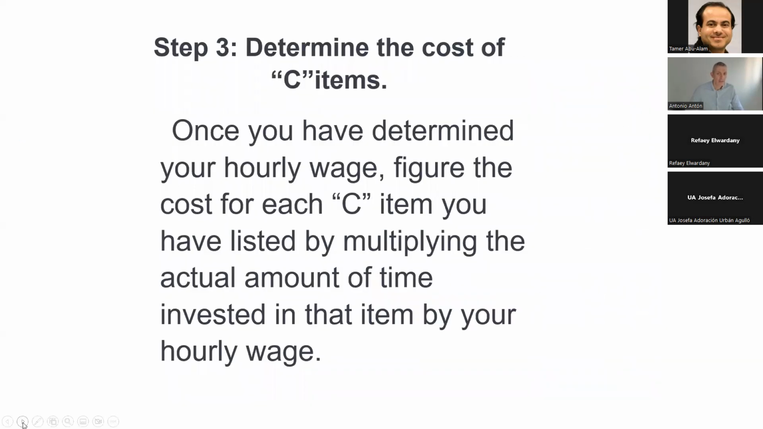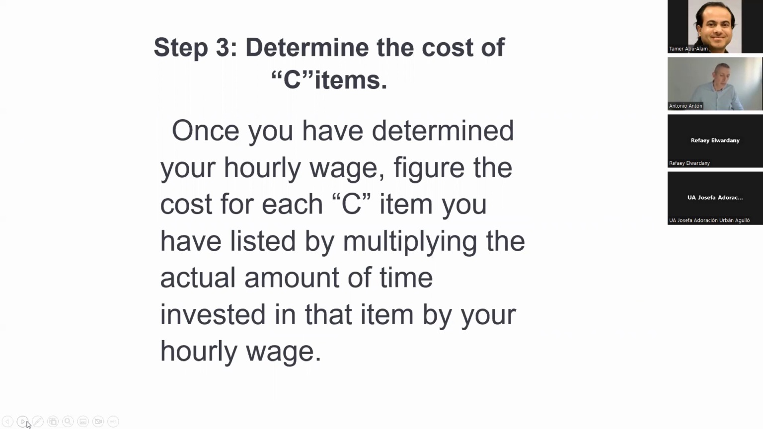When you determine your hourly rate, figure out the cost of each item you have listed by multiplying the actual amount of time by your hourly wage. Now, sometimes when it comes to calculating the cost, perhaps you say, oh, this is really complicated. It's not really complicated at all. I'm going to explain. First, what you have to do is find your hourly wage.